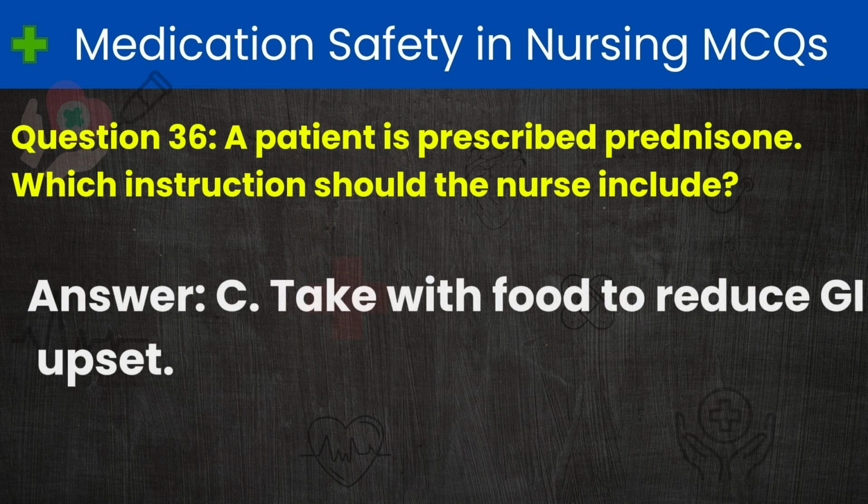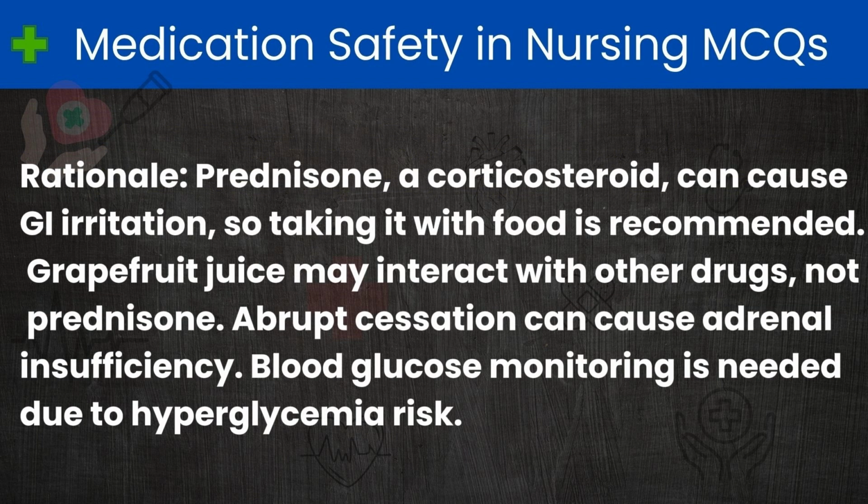Answer: C. Take with food to reduce GI upset. Rationale: prednisone, a corticosteroid, can cause GI irritation, so taking it with food is recommended. Grapefruit juice may interact with other drugs, not prednisone. Abrupt cessation can cause adrenal insufficiency. Blood glucose monitoring is needed due to hyperglycemia risk.